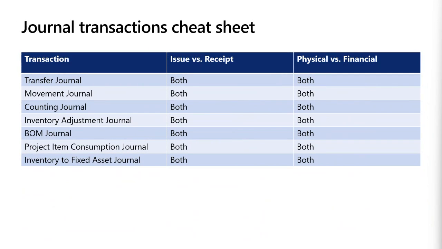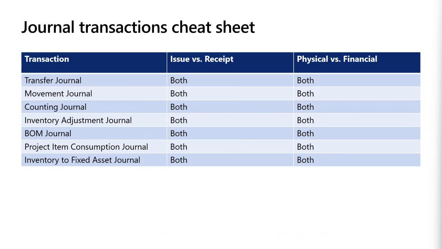Journal transactions are slightly different from the previous examples discussed for a couple of reasons. Firstly, journals do not have a 2-step update process where the physical and financial updates are posted separately. As we mentioned in an earlier slide, journal posting will create both the physical and financial updates at the same time. Additionally, some journals can be for issues, receipts, or include both types of transactions. For example, a transfer journal would generate 2 transactions. An issue transaction to remove the inventory from the starting location, and a receipt transaction to add the inventory into the target location.